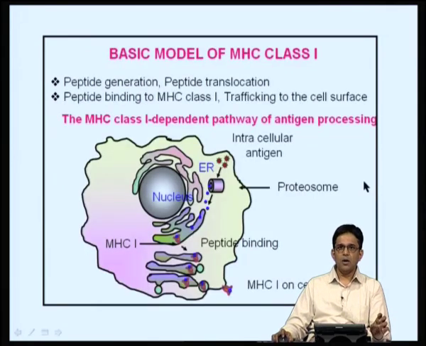So, this is the basic model of MHC class 1. First you have peptide generation and peptide translocation. Peptides are generated by proteasomes, and translocated by TAPs, transporter associated with antigen processing. Then comes peptide binding to MHC class 1, and then trafficking to the cell surface. That is shown here. You have an intracellular antigen, it gets cleaved by proteasomes, and peptides are generated. These peptides are translocated into the ER, and then you have the MHC class 1 molecules.